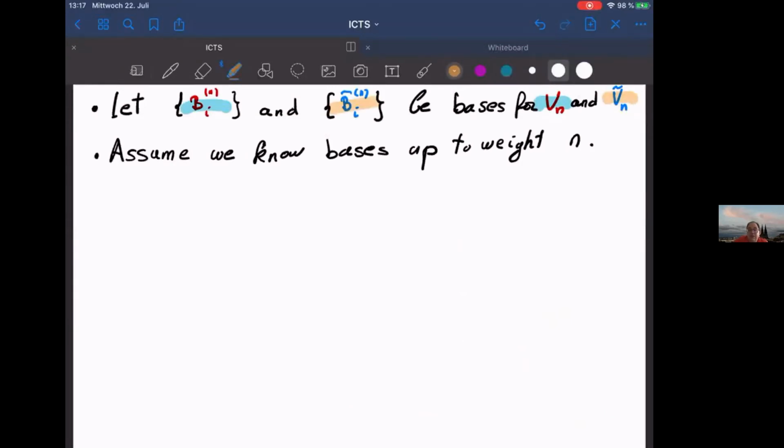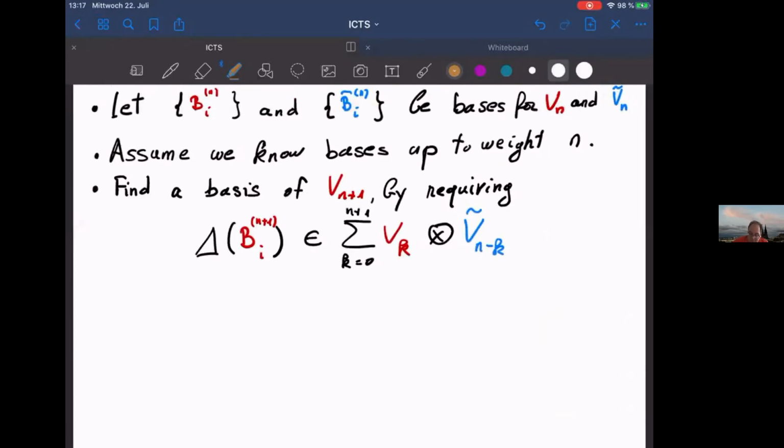B tilde is the basis for V tilde. The idea is if you know the basis up to some weight n, how can you find the basis for weight n plus 1? Well, write down the most general function. And since Vn is contained in V tilde n, you write down the most general combination of functions of V tilde n, and you require that they satisfy the property when you act with the coaction. They must be such that they satisfy the first-entry condition.